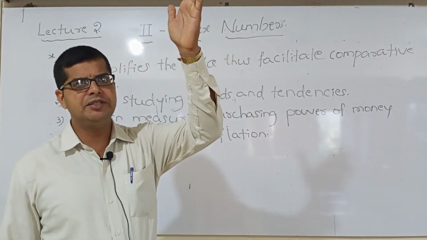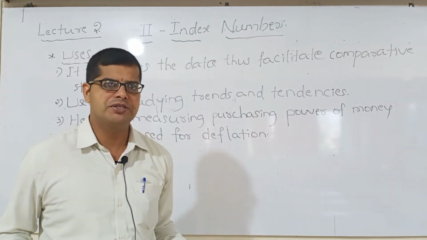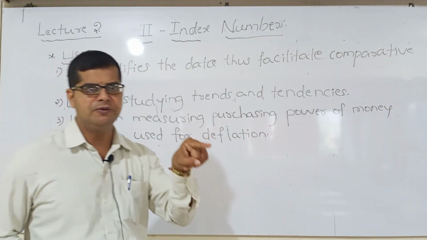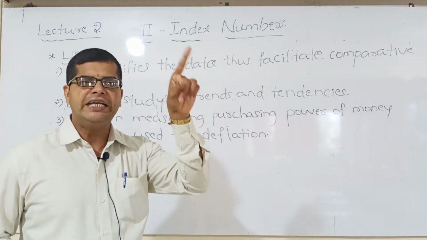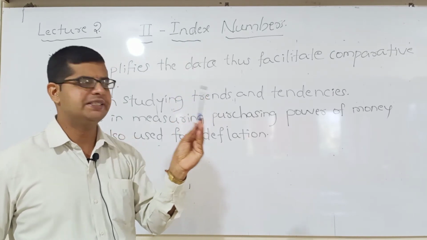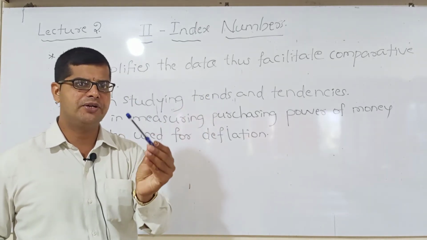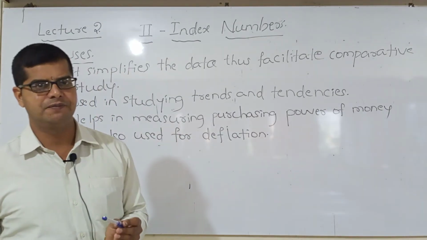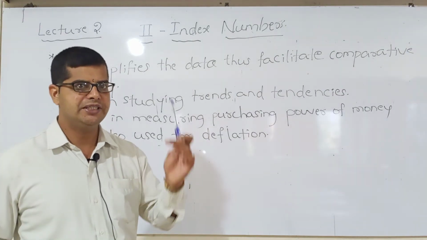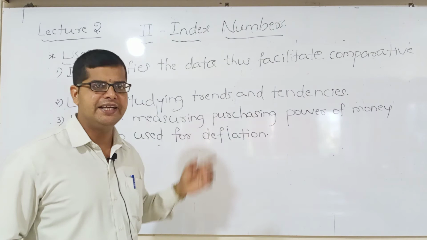So inflation is an increase in the price level of the commodities, deflation is a decrease in the price level of the commodities. That can also be studied because of index numbers. If I take this pen, and you are finding an increase in the price level of this commodity, that is nothing but inflation. If you are finding a decrease in the price level of this commodity, that is nothing but deflation. Both can be measured because of index numbers, whether 10% change, 20% change, or 30% change in the price of the commodity.